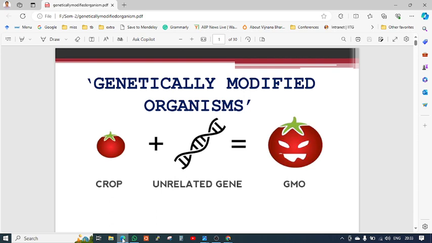Obviously there are some side effects, and obviously there are some benefits. Everywhere you go there are advantages and disadvantages. So keeping the advantages in mind, we are utilizing synthetic biology for the production of GMOs, which are called genetically modified organisms. Let's see.